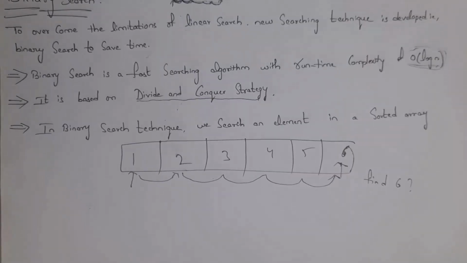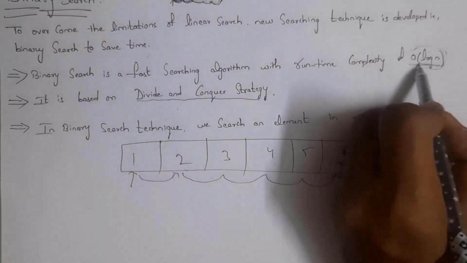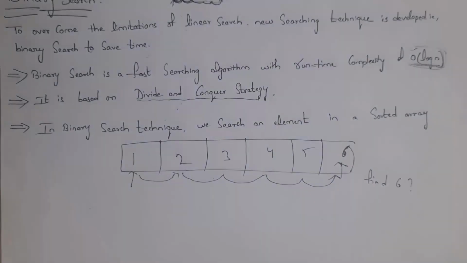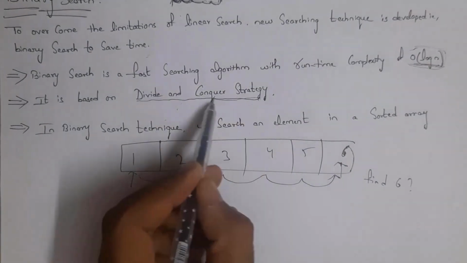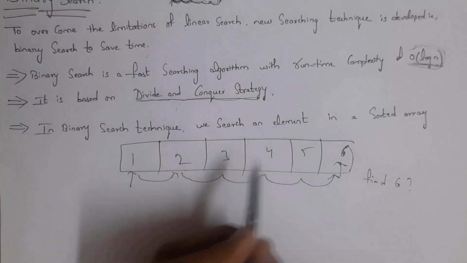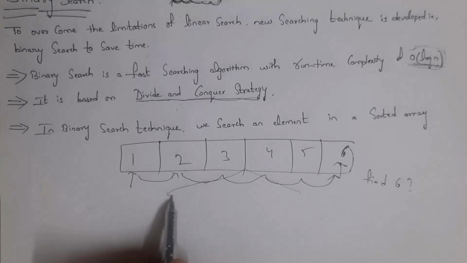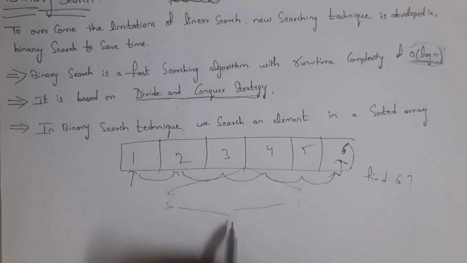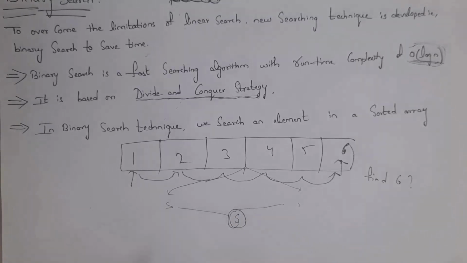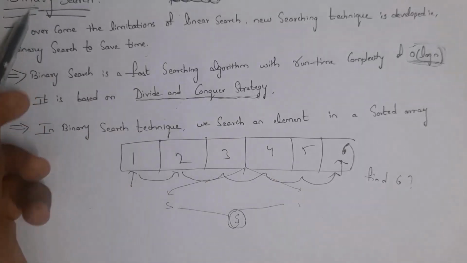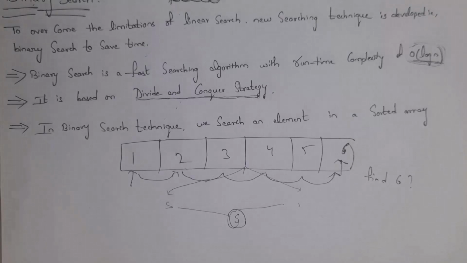Binary search is a fast searching algorithm with runtime complexity of O of log n. This is the runtime complexity of binary search, and binary search is based on the divide and conquer strategy. In divide and conquer, we divide the problem into subproblems, then we solve the subproblems, and then at last we combine the solutions of the subproblems into a single solution. This is known as the divide and conquer strategy. Binary search follows the divide and conquer strategy.